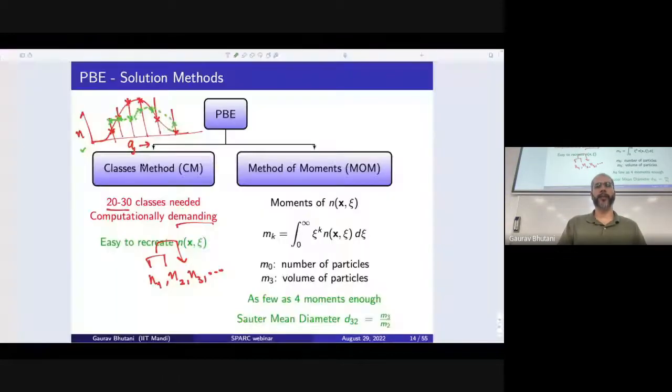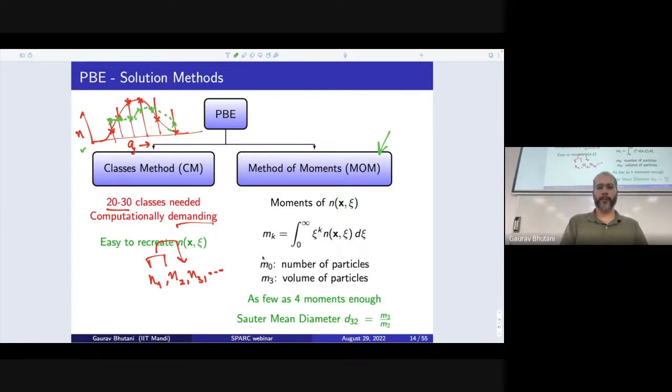So this classes method, although very simple in terms of its representation, is very demanding computationally. So we go to another method, which is what is used. That's called the method of moments. Here what we do is, rather than tracking discrete classes or the complete n, tracking the complete n is very difficult because it has xi in it. We use moments and track these discrete moments of the distribution function.